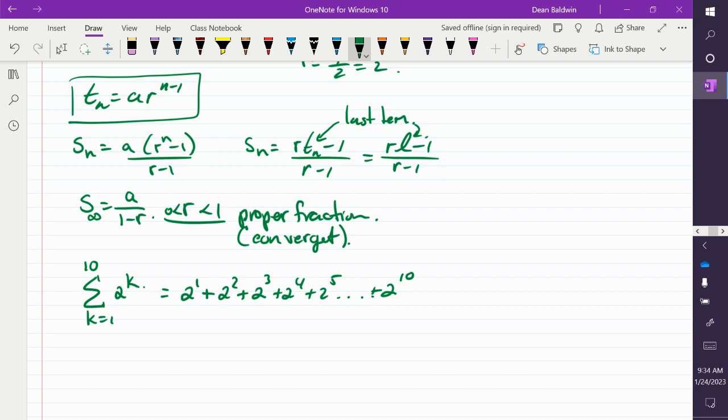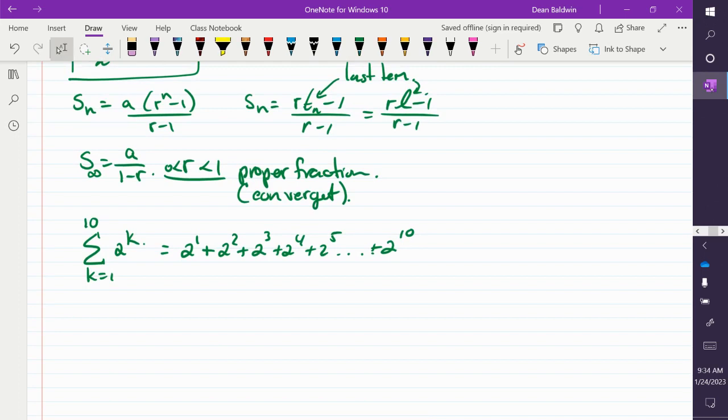If I asked for the number of terms here, how do you figure out the number of terms?